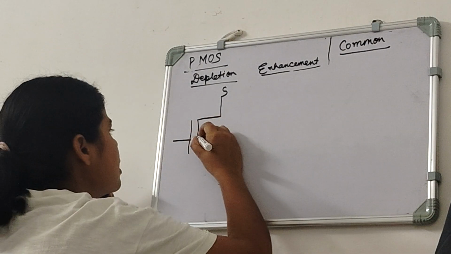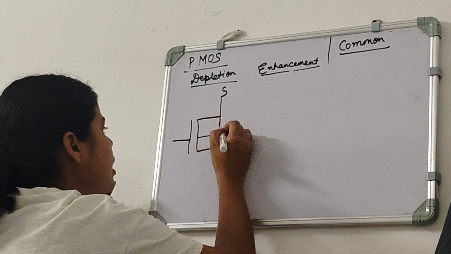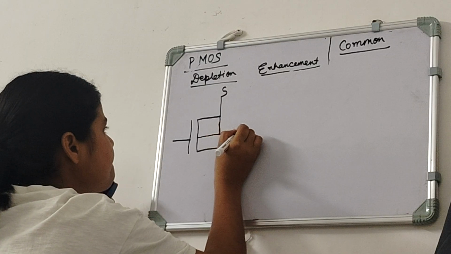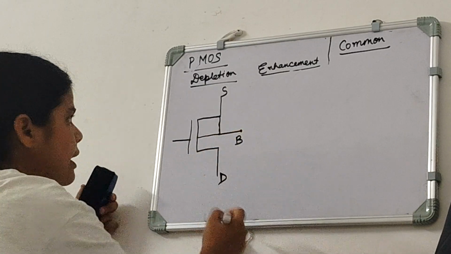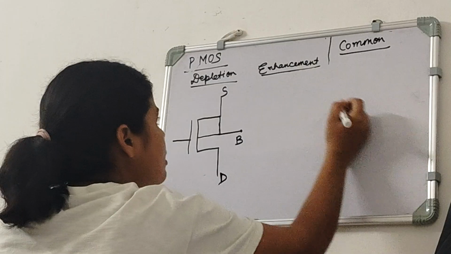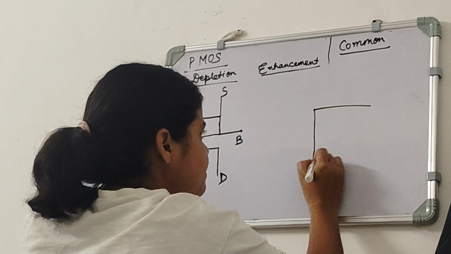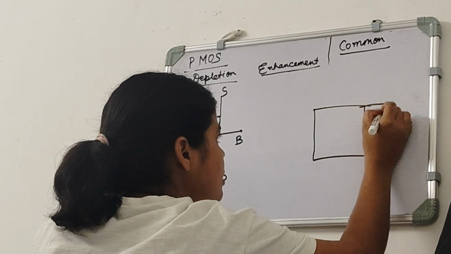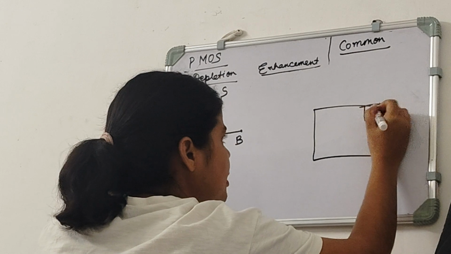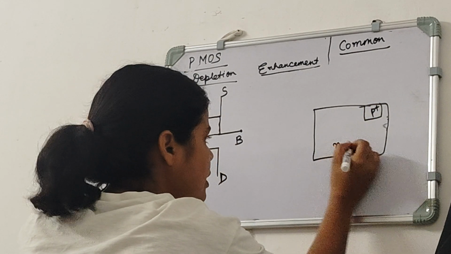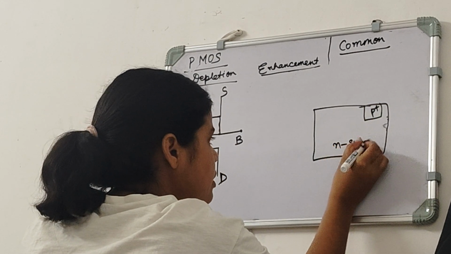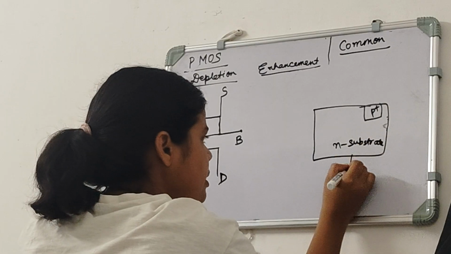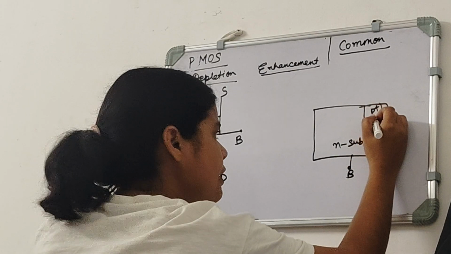So here, and this is the body. And in PMOS, if we see, our drain is of P plus type material, our substrate is of N type material. So our imaginary diode will be like this.